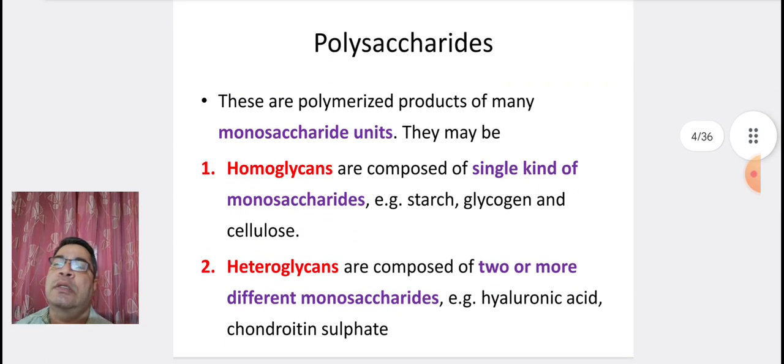Coming to the next point, polysaccharides. These are polymerized products of many monosaccharide units. They may be homoglycans, which are composed of a single kind of monosaccharide. Examples: starch, glycogen, and cellulose. And heteroglycans, which are composed of two or more different monosaccharides. Examples: hyaluronic acid and chondroitin sulfate.